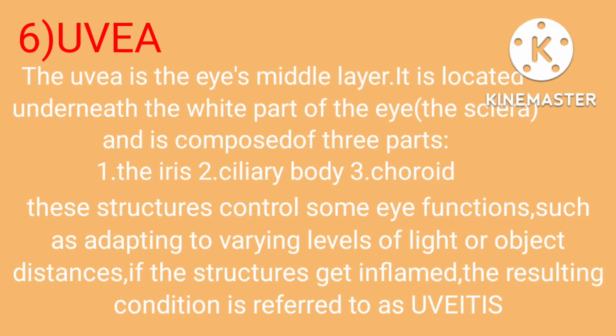Number 6. Uvea. The uvea is the eye's middle layer. It is located underneath the white part of the eye, the sclera. It is composed of three parts: the iris, ciliary body, and choroid. These structures control some eye functions, such as adapting to varying levels of light or object distances. If the structures get inflamed, the resulting condition is referred to as uveitis.